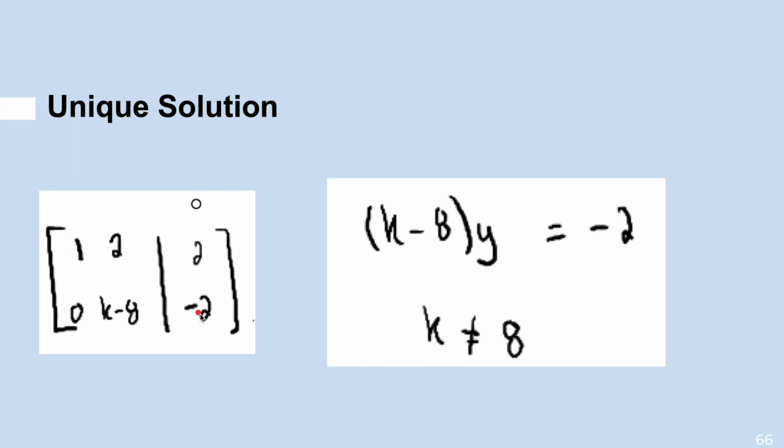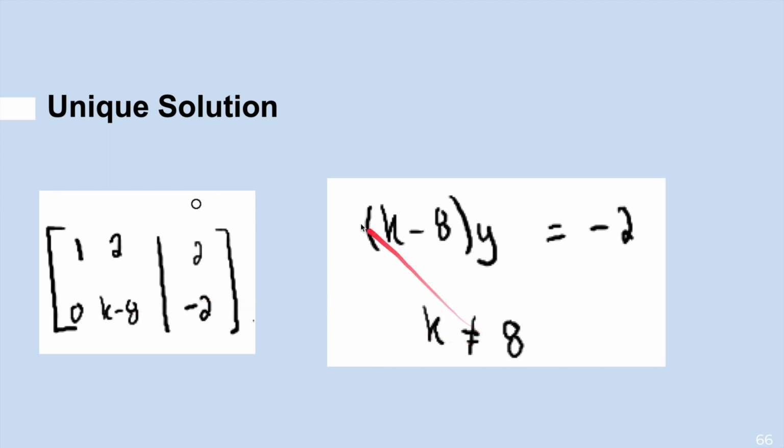With this information, I can just rewrite this entire row into an equation form. So k minus 8 times y is equal to -2. That's what this row means, right? Because this is the coefficient of y. Now, if I want a unique solution, then this has to be a number. I have to have, say, 3 or 4y. I have to have something there.